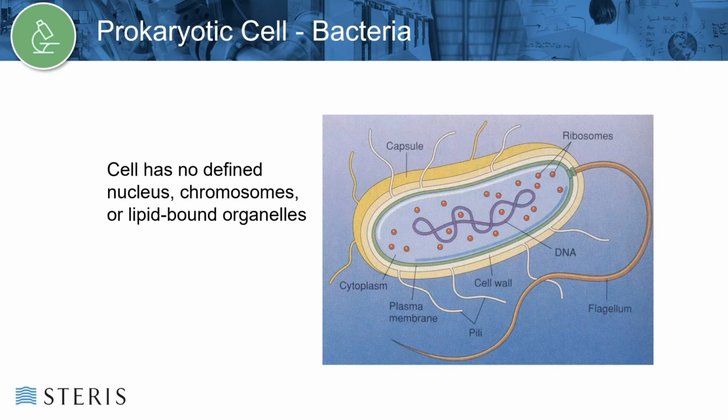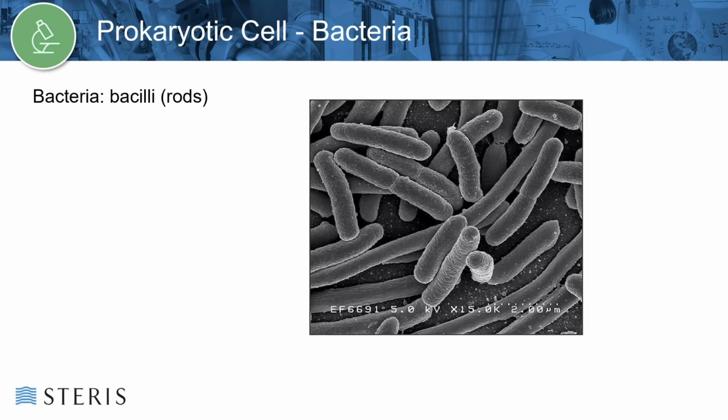Bacteria are prokaryotic cells that do not have a defined nucleus, chromosome, or lipid-bound organelles. The cell functions are carried out in the cytoplasm of the cell. Bacteria have many different shaped cells. Here we see a cocci or spherical shaped cell. Staphylococcus would be an example of a cocci shaped cell.